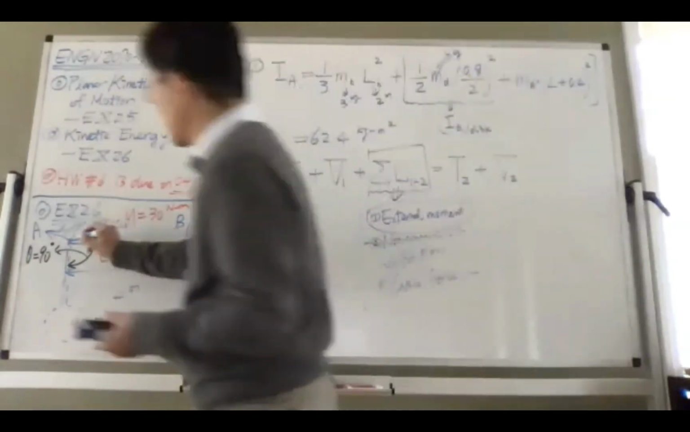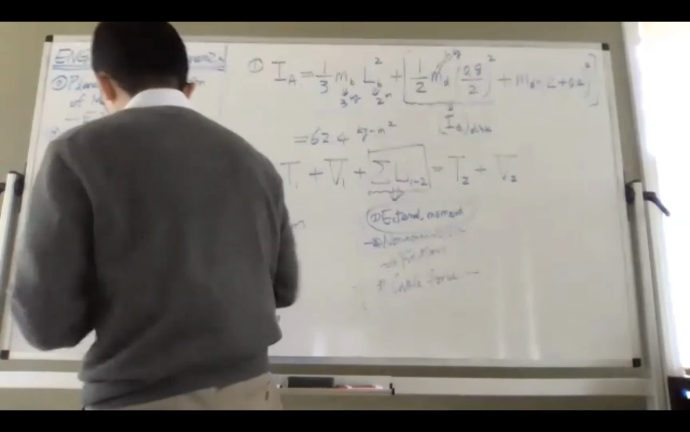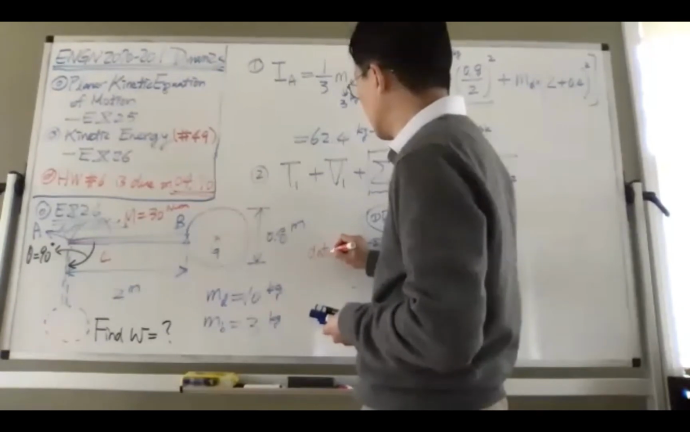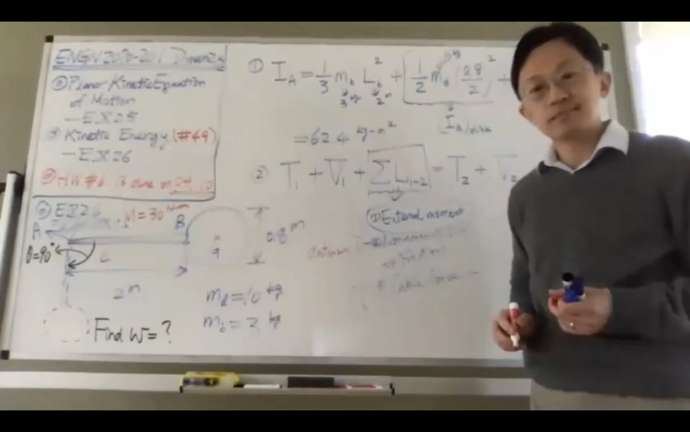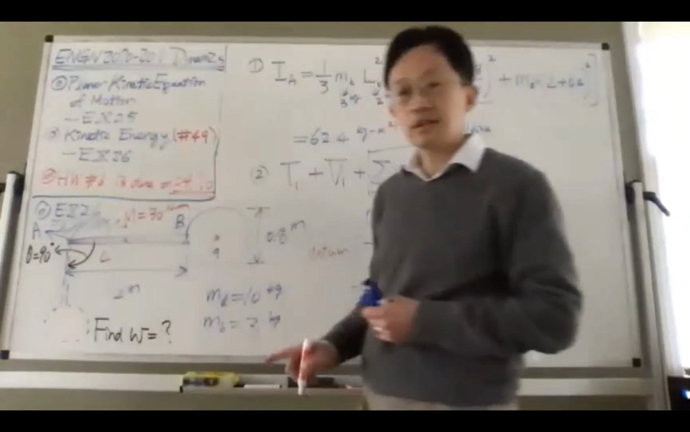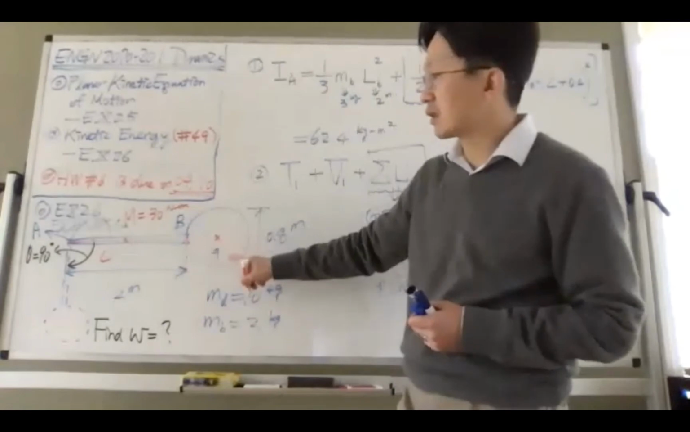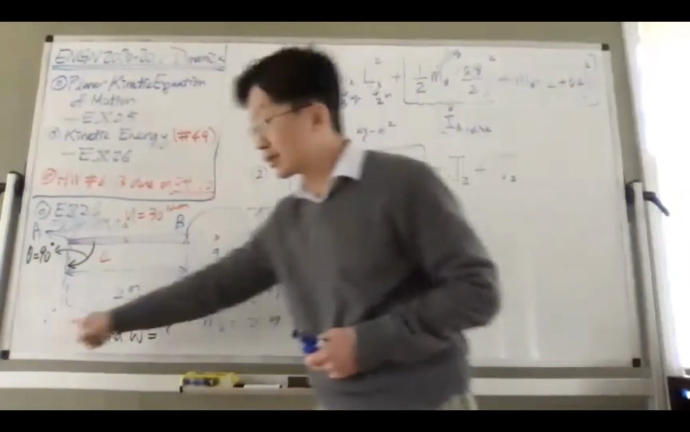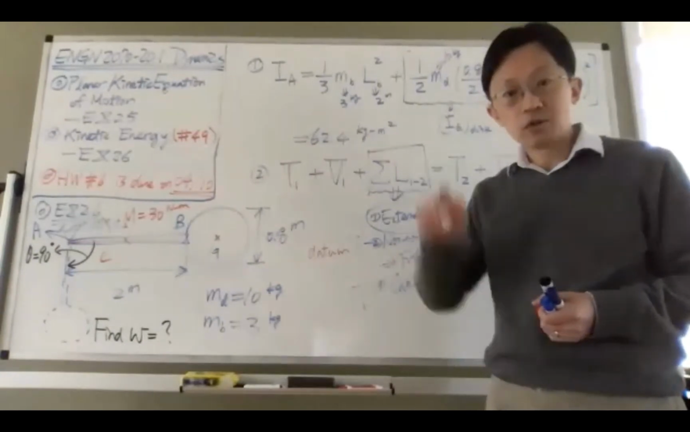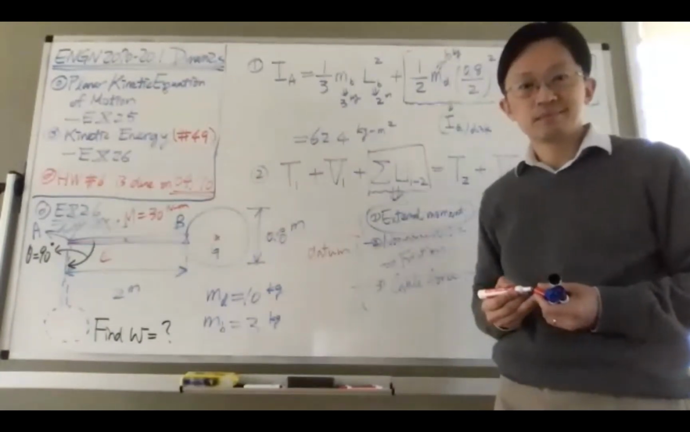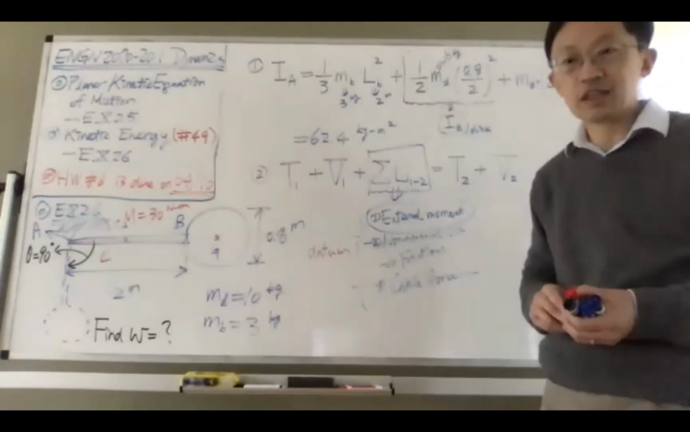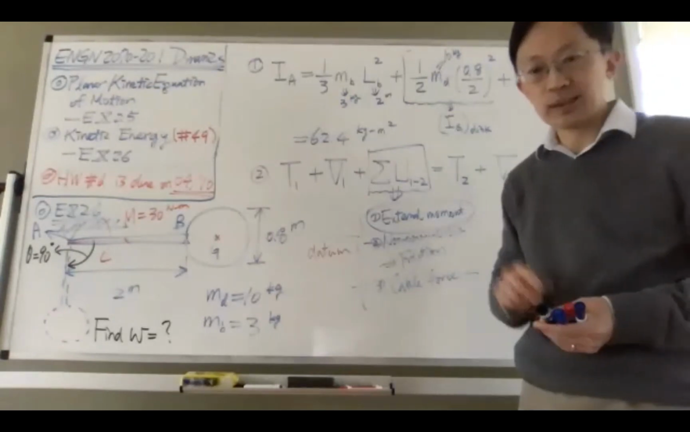If you set this line to be the datum line, that's the center of gravity for the bar and also for the disk. They are all at the datum line. But when it rotates to 90 degrees, they will experience different levels of vertical displacement. Okay? And we will solve the problem after the exam, which is next week.